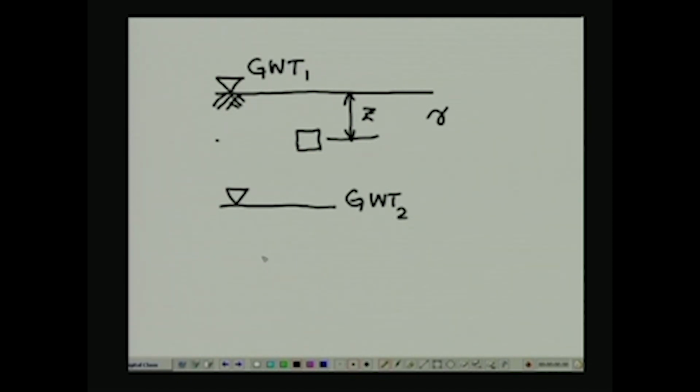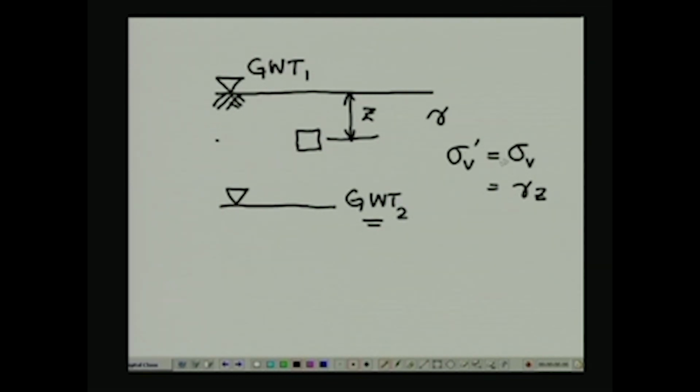So in this case, if you consider the soil element for the position of groundwater table given by GWT2, in that case the soil has stabilized under a vertical effective stress of gamma times z. Notice in this case sigma v prime is going to be equal to sigma v because there is no pore water pressure, and as a result u in this case is 0.